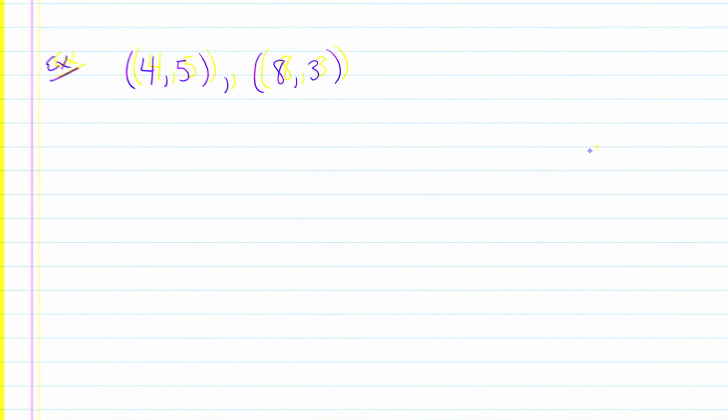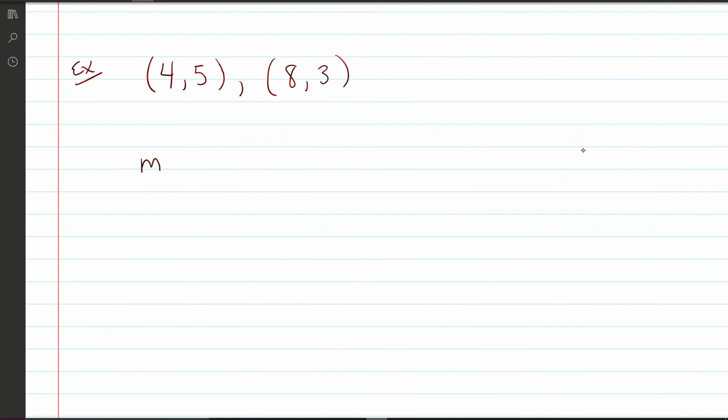Alright, let's take a look at our next example. We're going to use the ordered pairs (4, 5) and (8, 3). So as we said in the last example, first we need to go ahead and find the slope.